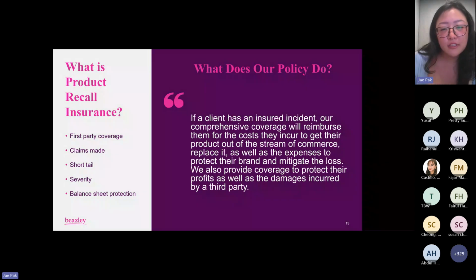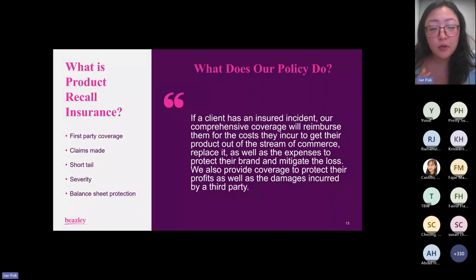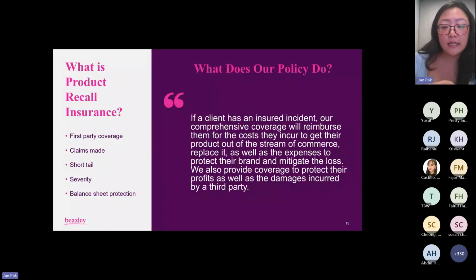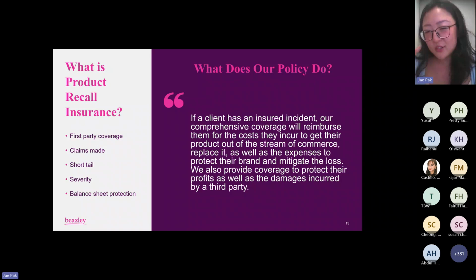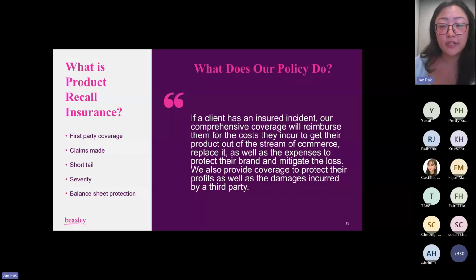Essentially, product recall insurance is going to reimburse your insured for any financial loss they incur to pull the product out of the stream of commerce, as well as the cost to put it back. Typically, coverage also extends to protect your brand and reputation, as well as costs to mitigate the loss. It also covers financial loss a third party has due to a recall. So essentially, it's a first party reimbursement policy. We're only going to be paying claims to the first party. We're not making any third party payments, and third parties cannot make a claim against the policy.